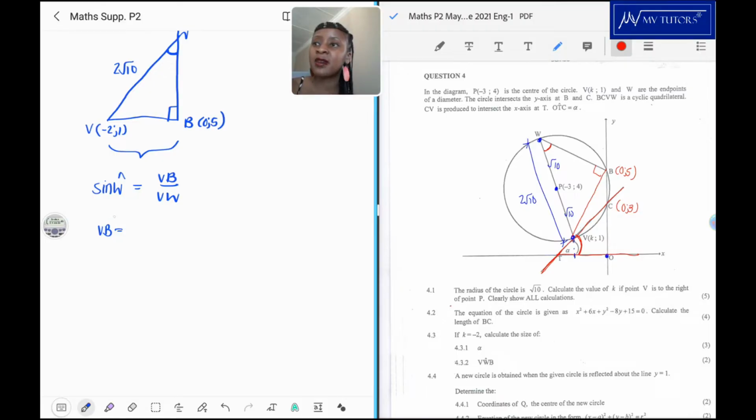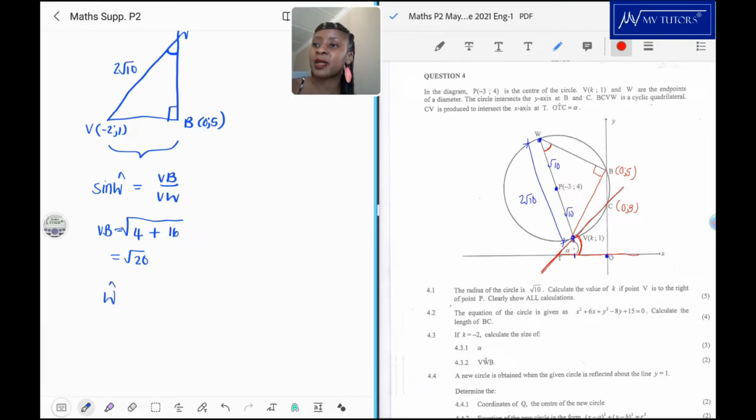The length of VB: I'm just going to take the x values. The x value of B is 0. 0 minus 2, that's 2. 2 squared is 4. I'm using the distance formula. I'm not going to write it down; you have it in your formula sheet. Then we have the y values. The y value for B is 5. 5 minus 1 is 4. 4 squared is 16. And remember, you have a square root there. So I have a square root of 20.